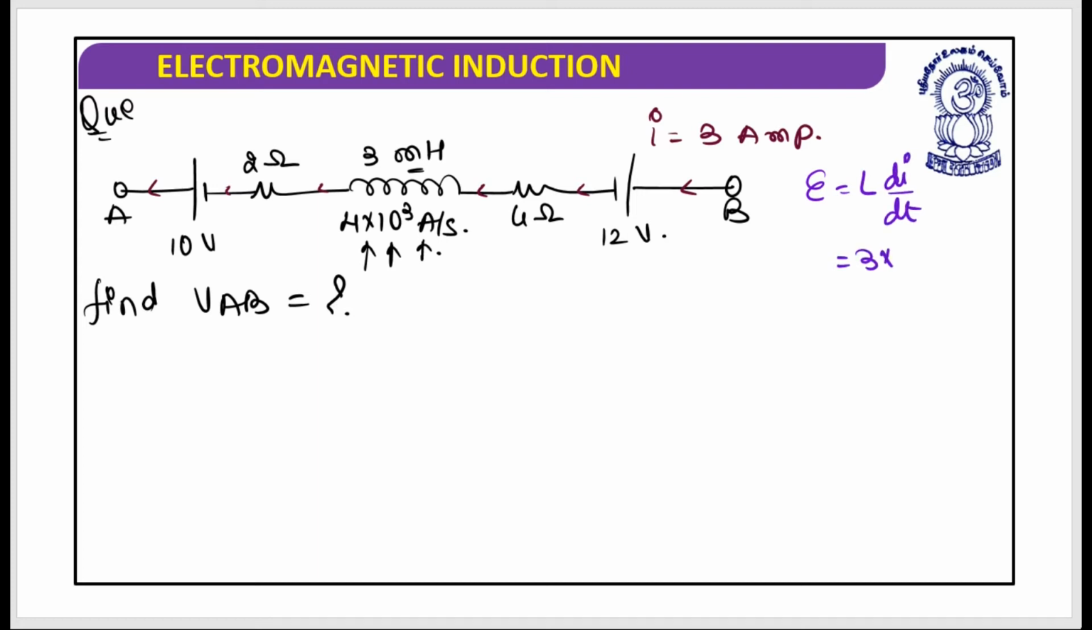L is 3 millihenry, it's 3 into 10 to the power minus 3. Di by dt is 4 into 10 to the power 3. The plus 3 and minus 3 cancel, and this is 12 volt.